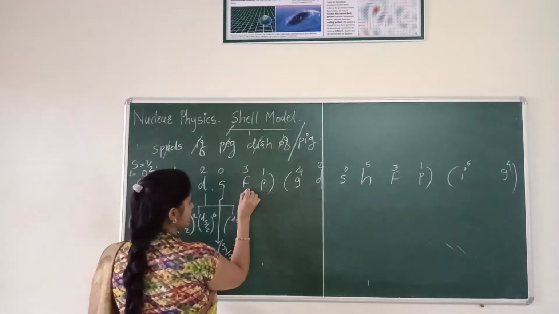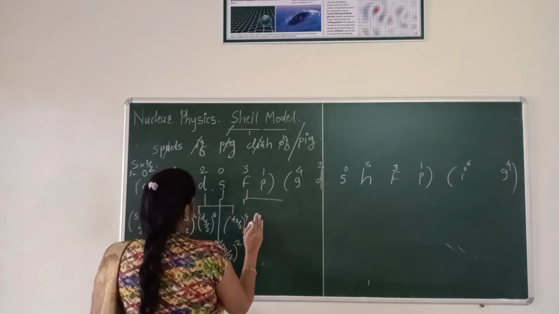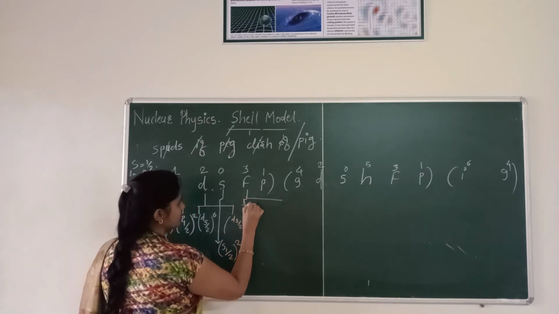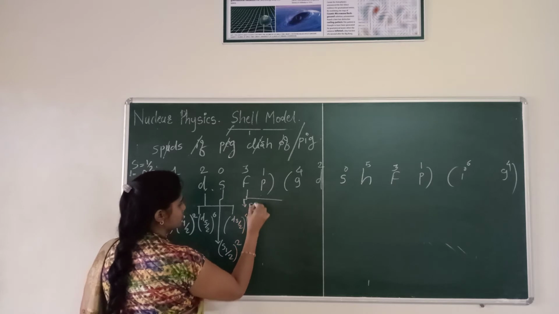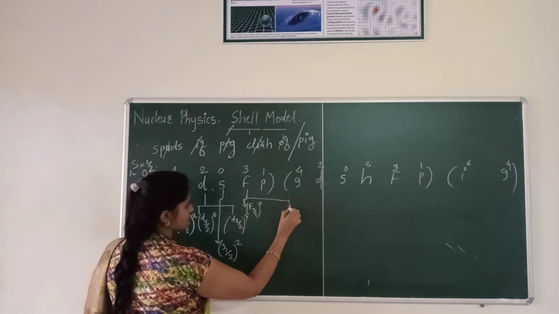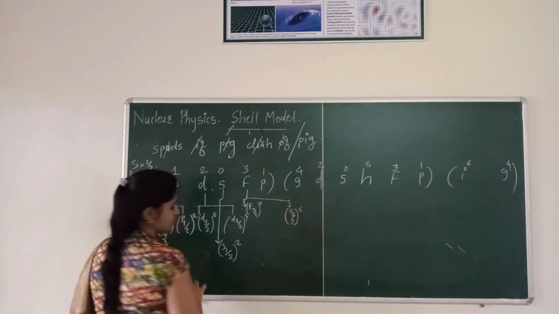Now for F, see here. For F, there are also two terms. F7/2 will contain 8 nucleons, and F5/2 will contain 6 nucleons.